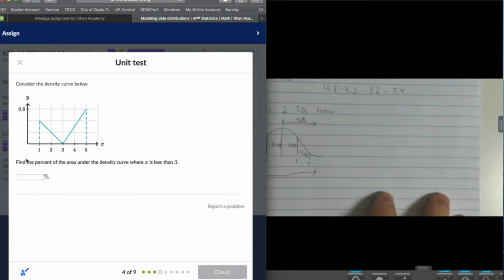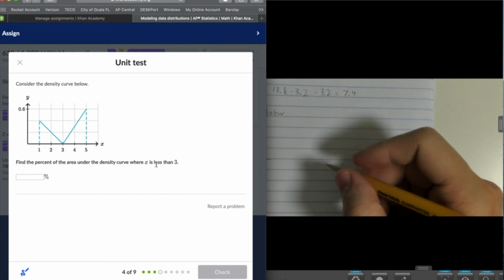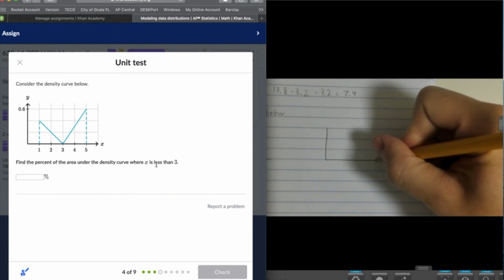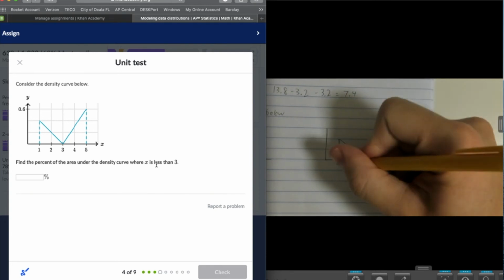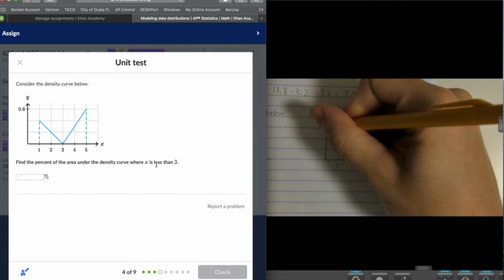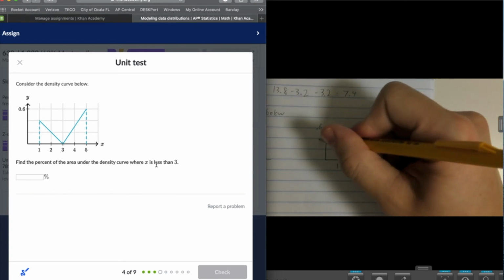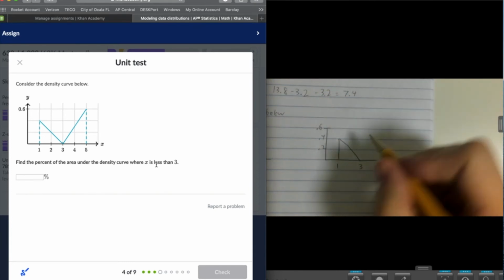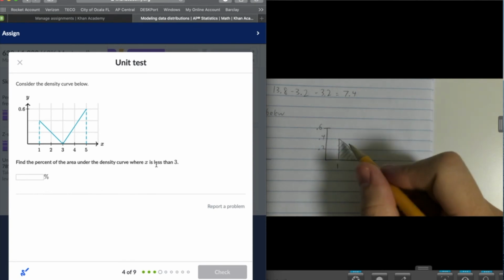All right. Up next, it says find the percent of the area under the density curve where x is less than 3. And really what that means is we need to take a look at this small triangle right here. Here's 3, here's 1, this is 0.6, and if you see how this is counting, then this is going to be 0.4, and this is going to be 0.2. The idea is we want the area less than 3, which really means we want the area of this triangle. So this is definitely geometry.